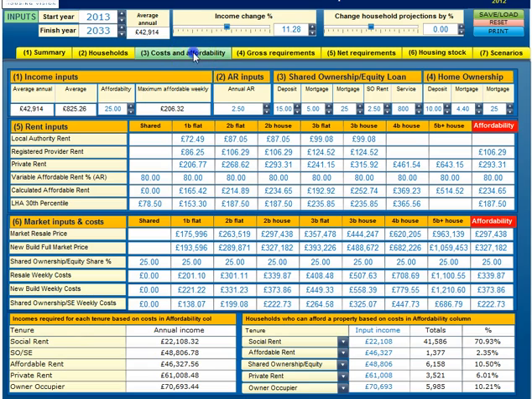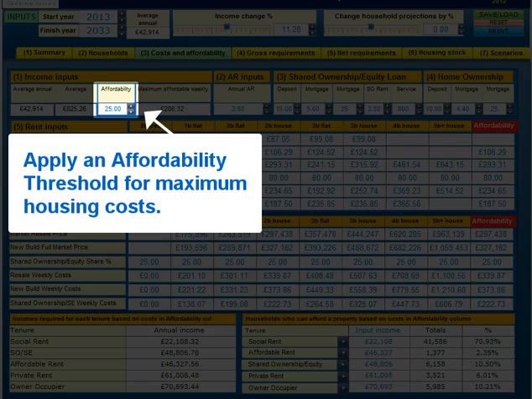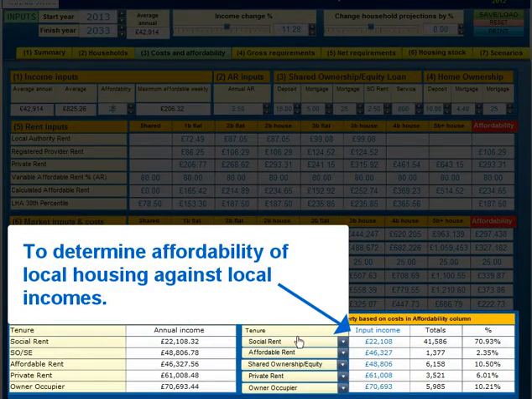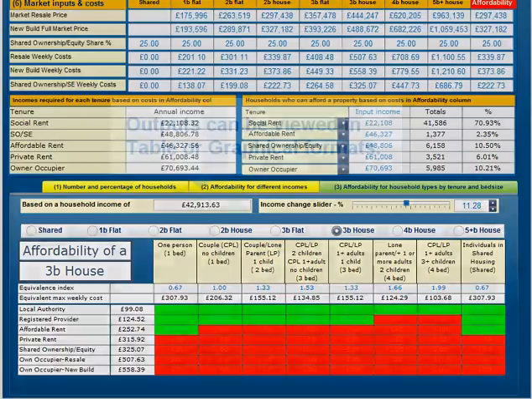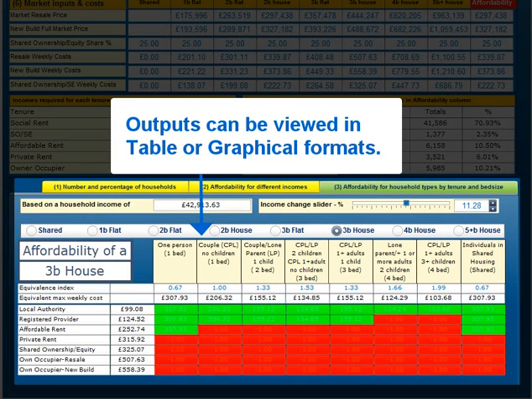The next stage is to profile the cost of all housing options and to apply an affordability threshold to determine affordability against local incomes. Outputs from this stage can be viewed in table or graphical formats.